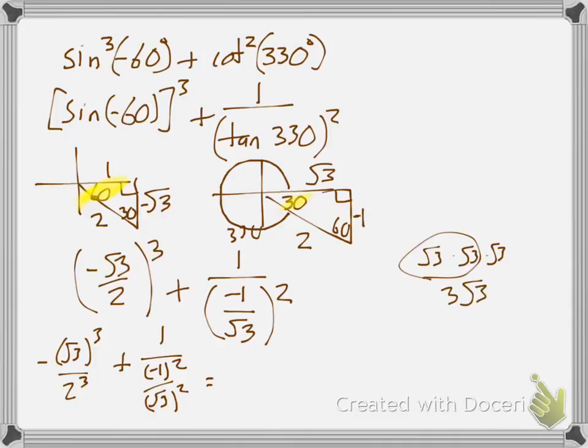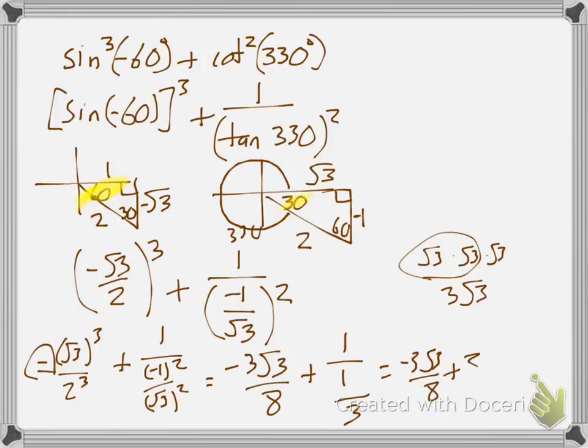Negative. So over here, and the negative's there, right? So it's a negative 3 square root 3 all over 8 plus 1 over 1, because negative 1 squared is 1, all over 3. Ooh, when I divide by a fraction, I will flip it. So that 1 over 1/3 is 3. So it's negative 3 square root 3 all over 8 plus 3.